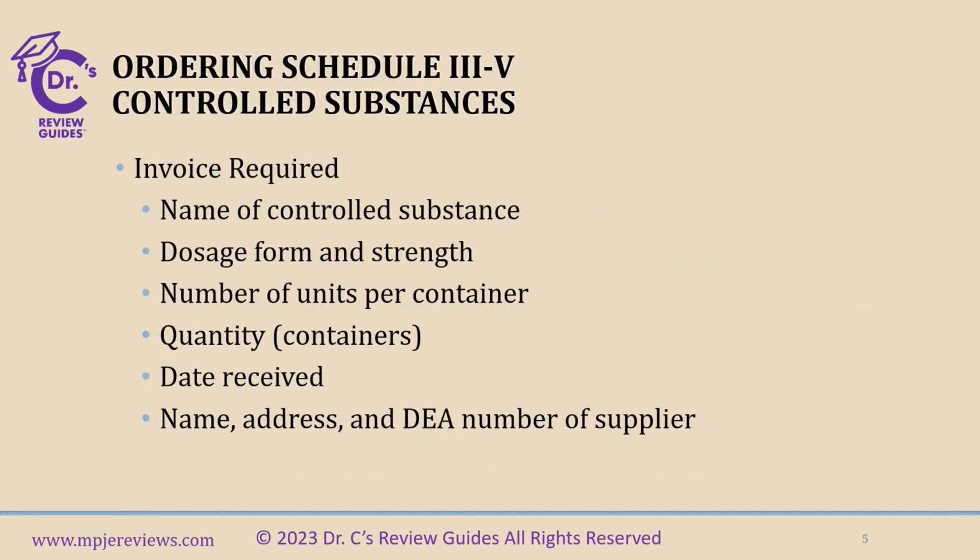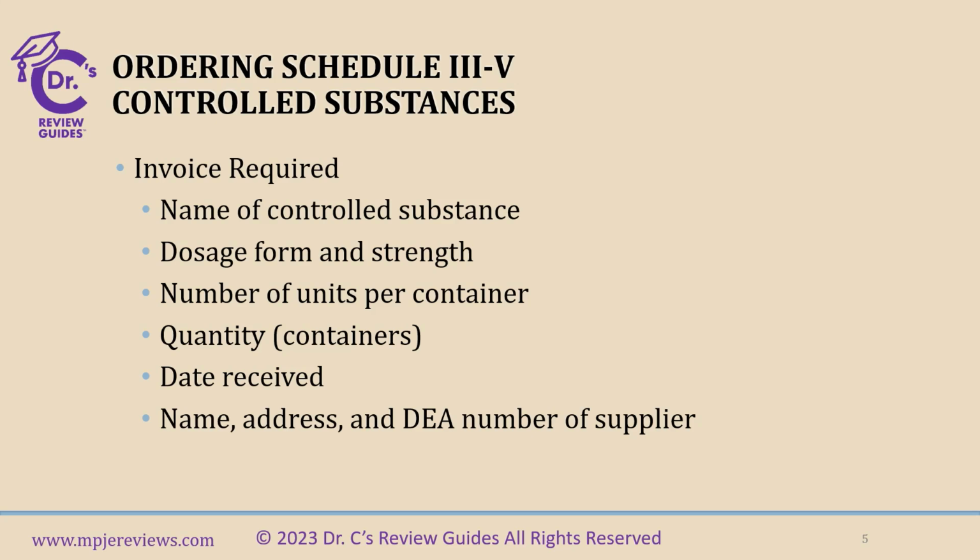So now when it comes to ordering Schedule 3 through 5 controlled substances, it's a lot easier. There's not a special form. You can order Schedule 3 through 5 controlled substances just like you order your regular non-controlled substance inventory. But there still must be documentation required by DEA. They want to know where these controlled substances went, how many went, what date they went, and who they went to. And the documentation to do that is called an invoice.